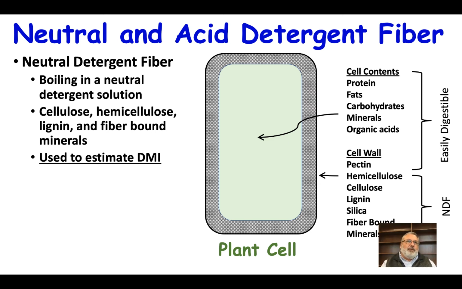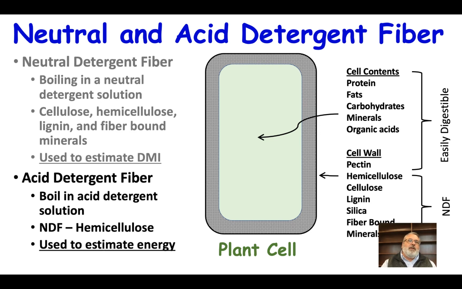We use neutral detergent fiber to give us an estimate of dry matter intake. And that's an important parameter. When we balance a ration, we need to know how much of that forage the animal is going to eat. So we try to estimate that dry matter intake. And I will stress that that estimate is crude when we just base it on neutral detergent fiber.